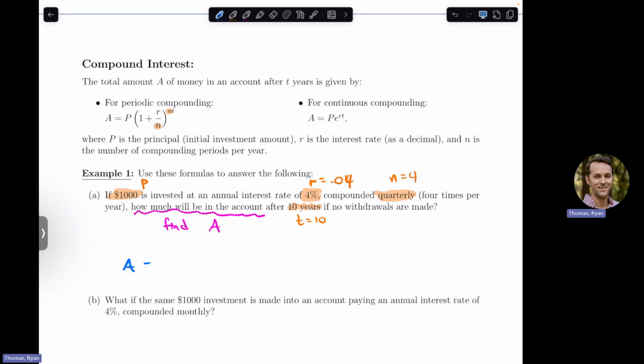Okay, so we don't know A, right? So leave A as A. 1,000 times 1 plus R, 0.04, over N. Oh, by the way, if you look at it, this is taking that annual interest rate and dividing it by 4. You're getting 4% for the year, but it happens in 4 separate chunks, right? That's why it's R over N. To the N times T, so 4 times 10. And what did you get when you punched all that into a calculator?